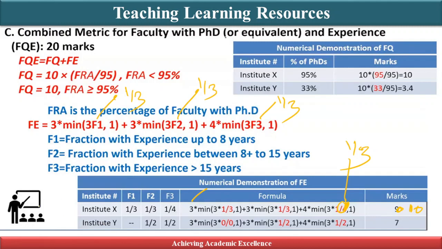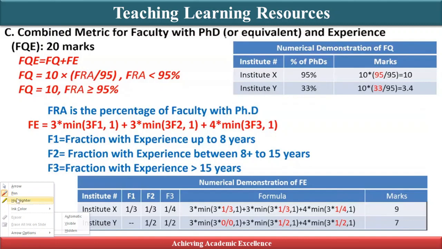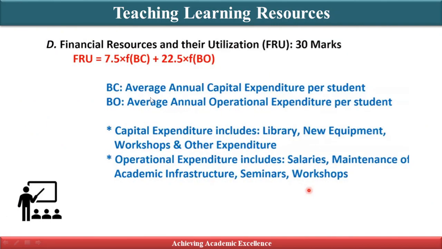Means you must have an ideal composition of faculty in a particular department, isn't it? For example, if some college has F1 as zero, meaning there is no faculty up to 8 years, and they have 1/2 of faculty from 8 to 15 years and 1/2 greater than 15 years, certainly they will get a lower score, isn't it? That is about faculty experience.